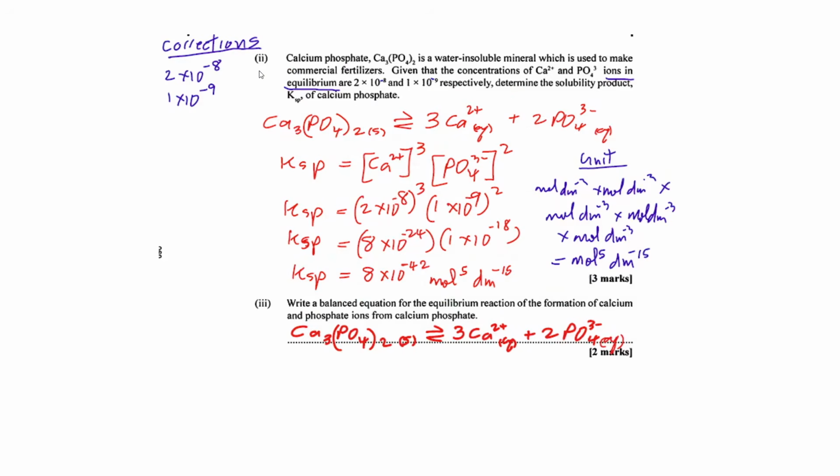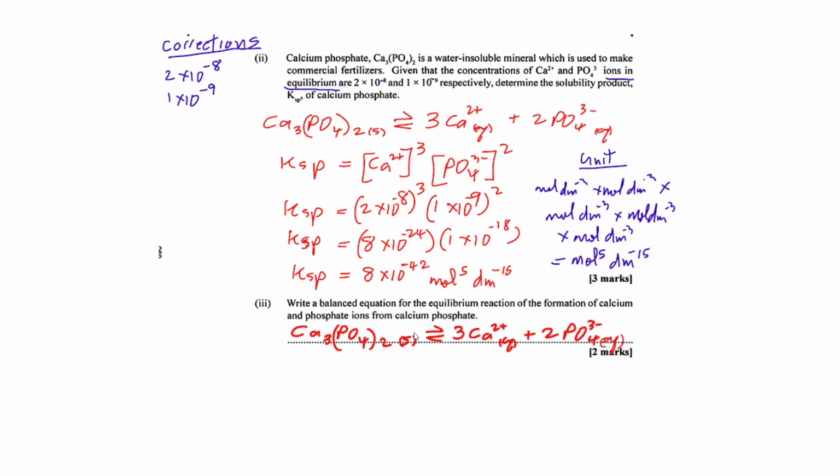B Part 2. Calcium phosphate is a water-insoluble mineral which is used to make commercial fertilizers. Given that the concentrations of calcium 2 plus ions and phosphate 3 minus ions in equilibrium are 2 times 10 to the 8th. They have 8th here, but it should have been 2 times 10 to the minus 8. And they have 1 times 10 to the 9. It should have been 1 times 10 to the minus 9. But I put in the negative for the 8 and the 9 here with these corrections. You are now to determine the solubility product, Ksp, of calcium phosphate.